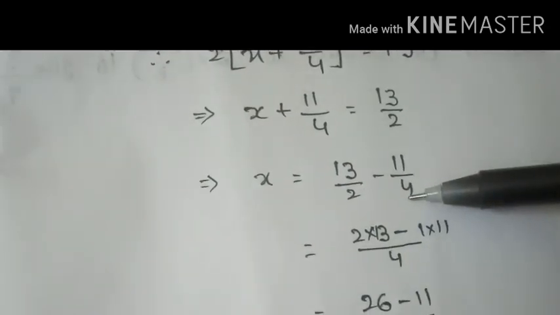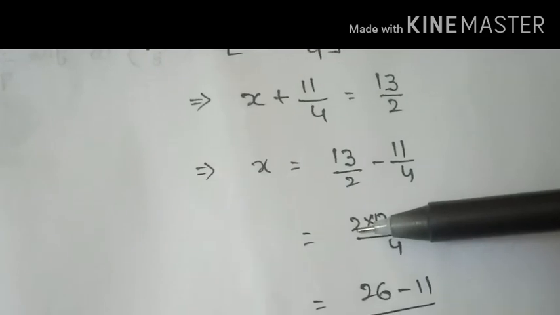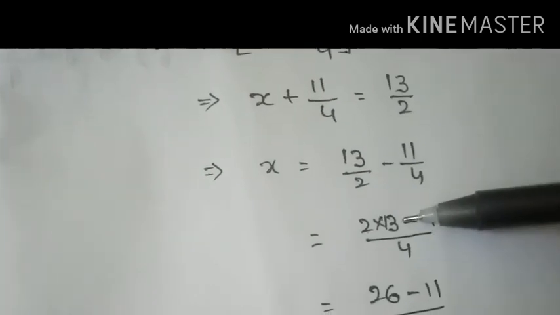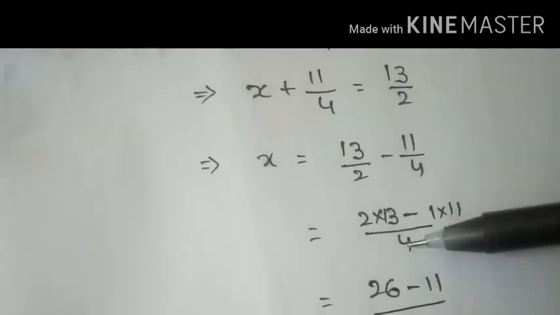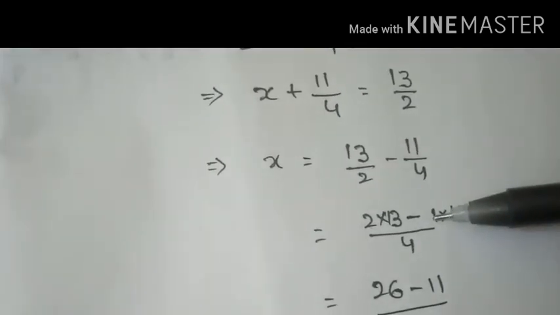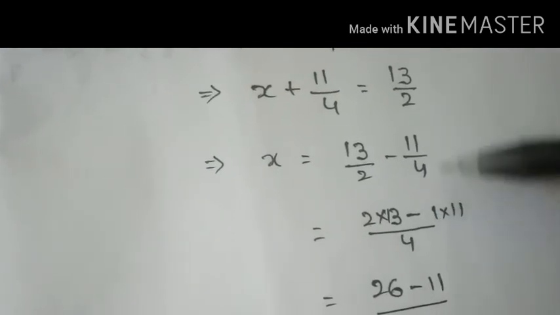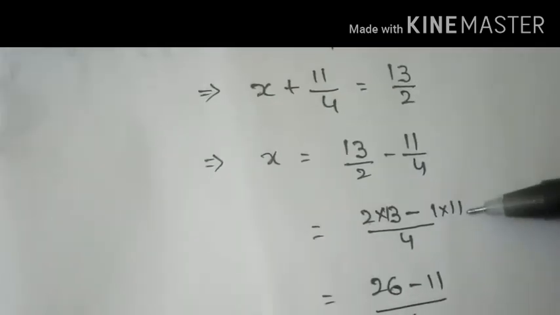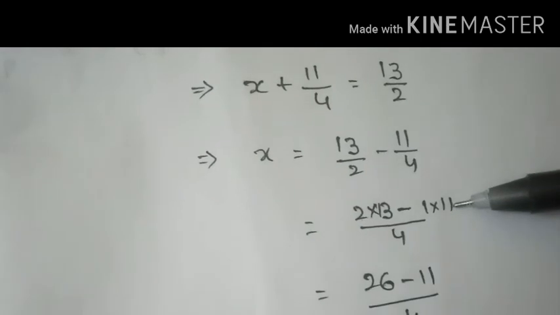What is the LCM of 2 and 4? 4 only. So now 2 how many times you will get 4? 2 times. 2 into, what is the numerator? 13. So 2 into 13 minus 4 how many times? 1 time only. So 1 into, what is the numerator? 11. So 1 into 11.